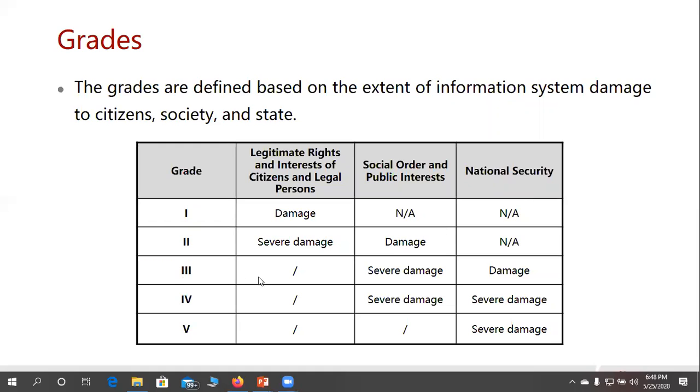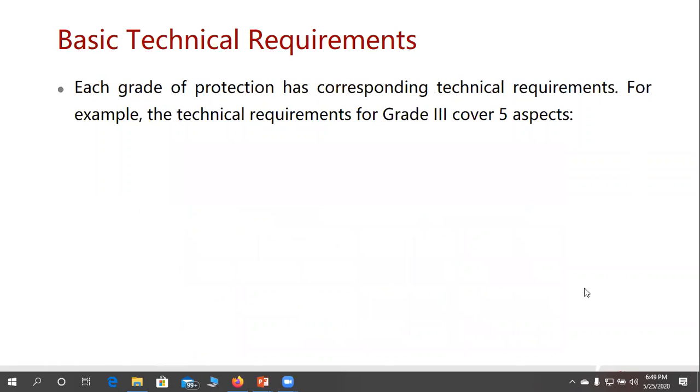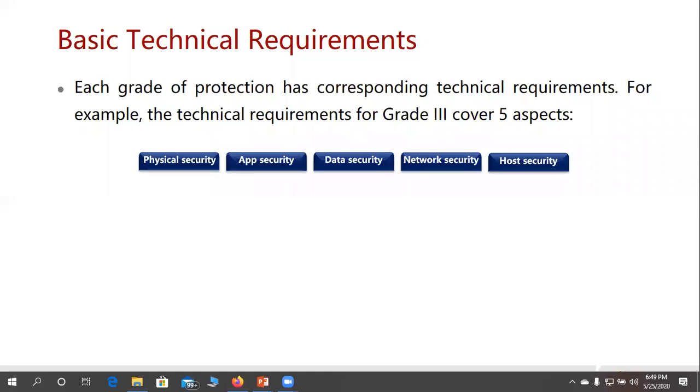Grade 3, you can see here, severe damage to legitimate rights, severe damage to social order, and just damage to national security. And then grade 4 here, severe damage to legitimate rights, severe damage to social order, and severe damage to national security. And then when we are in grade 5, throughout, we have severe damage.